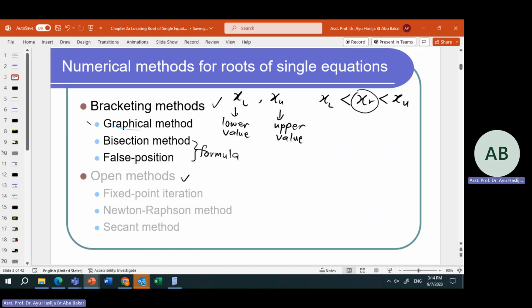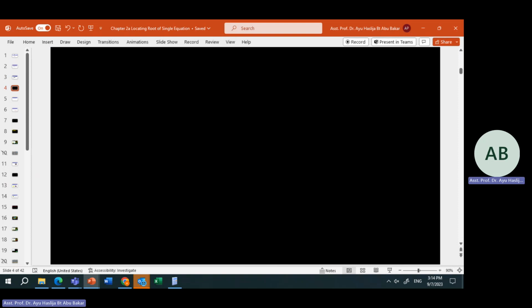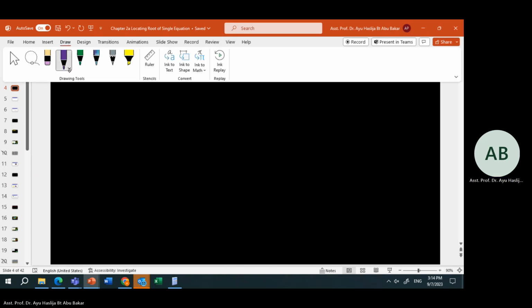Okay, for the open methods, you will be given either one or two values for your starting point. Here in open methods, you don't have the lower and upper range. We will go into detail on open methods later on. Now we want to focus on the bracketing methods. Now for the graphical method, I'll explain in detail.